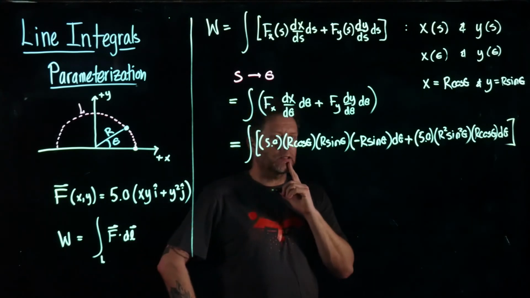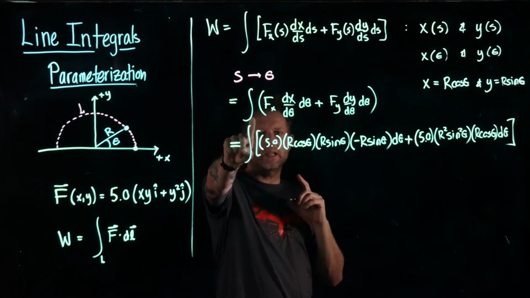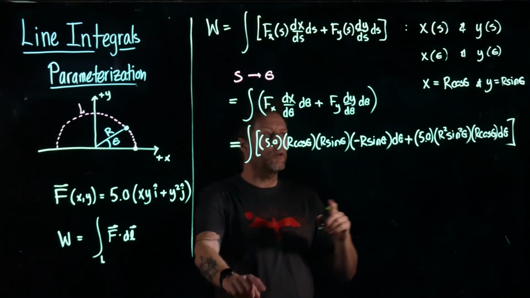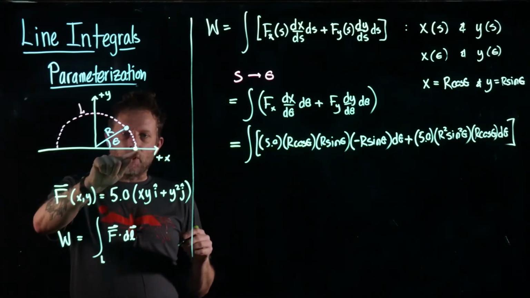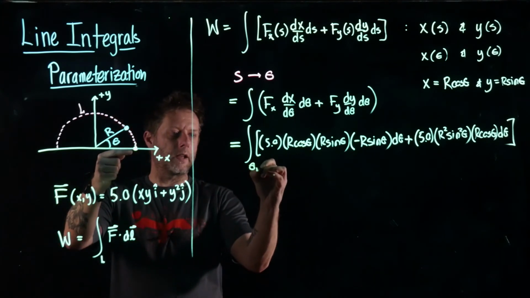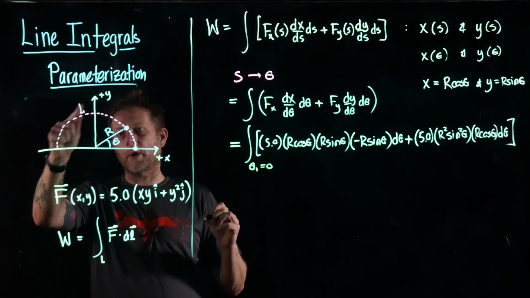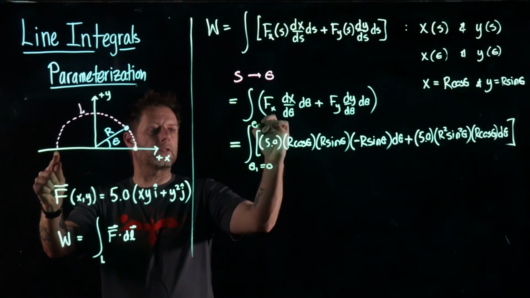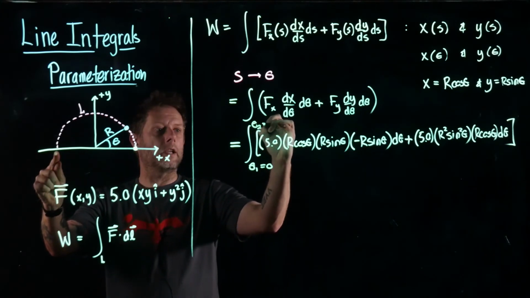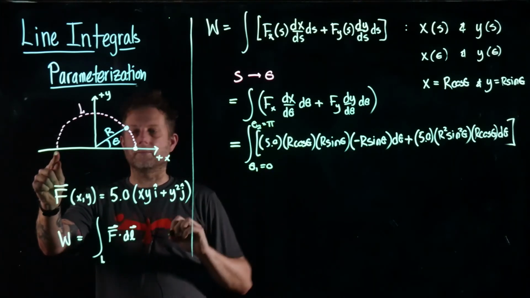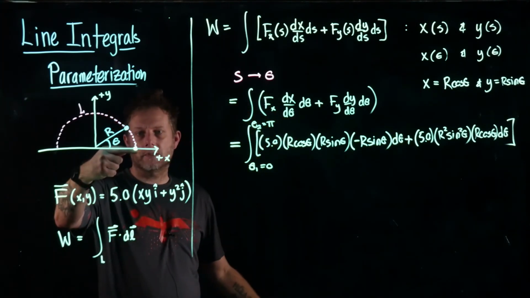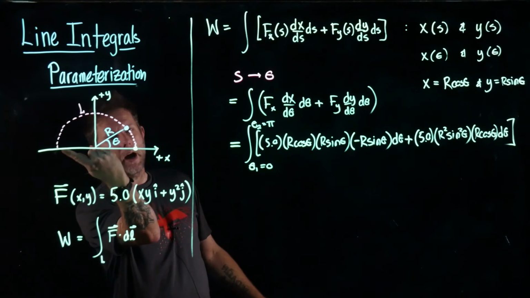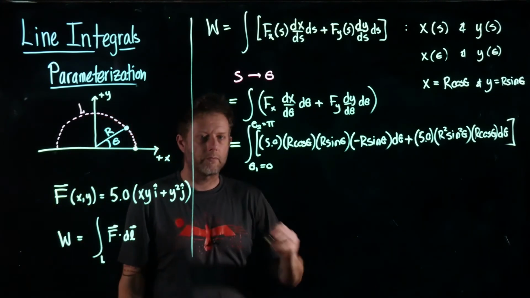Now what about the integration? We're not going from x equals 0 to 1 or anything like that. We're now integrating with respect to d theta. So when we start at this point here, theta 1 is equal to 0. We go all the way around to the other side here. That is theta 2, or the final endpoint, equal to pi. So we're integrating over this parameterization variable theta from theta equals 0 to theta equals pi, or 180 degrees.